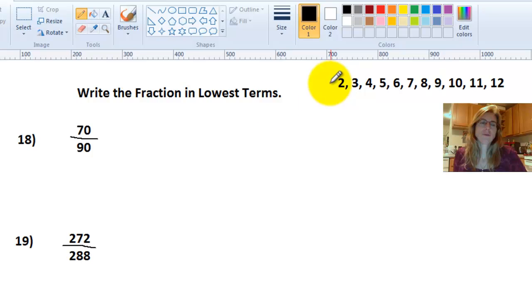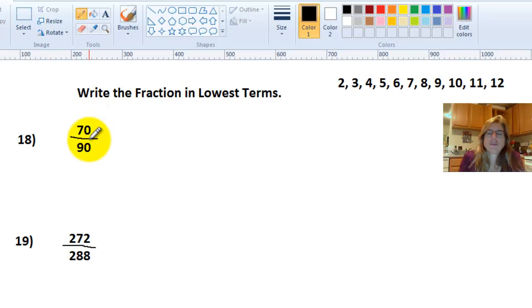Well, let's take a look. They're both even numbers. So 2 obviously goes into both of those numbers. But to help us make this quicker, we want to look for the biggest number we can that will go into both of these numbers. Does 3 go into these numbers? 3 goes into 90, but 3 does not go into 70, because 7 plus 0 is 7.